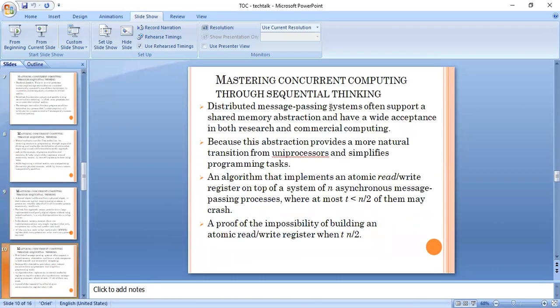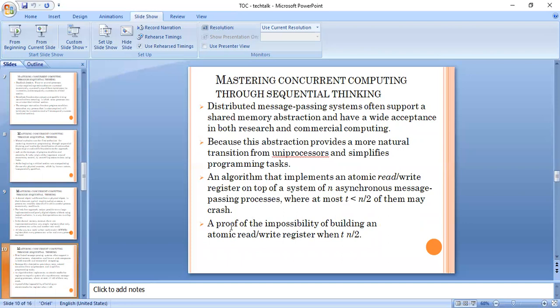Distributed message passing systems often support a shared memory abstraction and have a wide acceptance in both research and commercial computing because this abstraction provides a more natural transition from processes and simplifies programming tasks. An algorithm that implements an atomic read-or-write register on top of a system of n asynchronous message passing processes, where at most t < n/2 of them may crash.